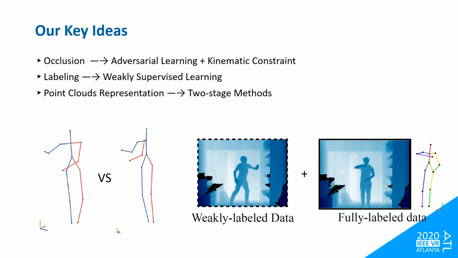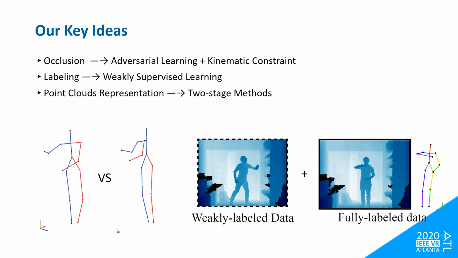Here are our key ideas towards these challenges. To solve the occlusion problem and handle the possible ambiguity, we adopt a discriminator network to judge whether the reconstructed human joints are plausible or not, and enforce the bone length ratios. As for the labeling problem, we observe that it is easier to construct a human pose dataset with 2D human joint annotations on depth images. For example, we can label 2D human joints on depth images through the aligned color image using an off-the-shelf RGBD camera.